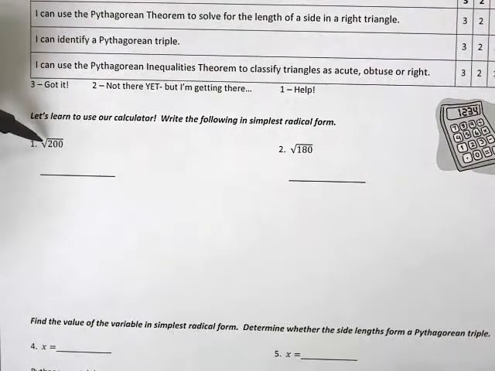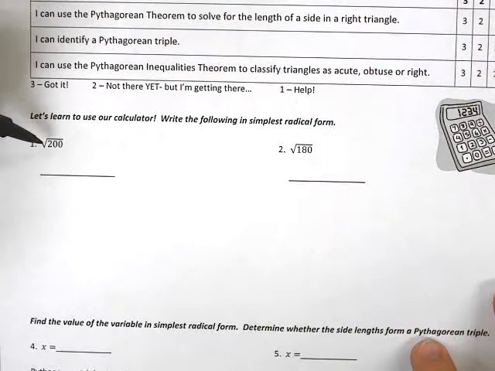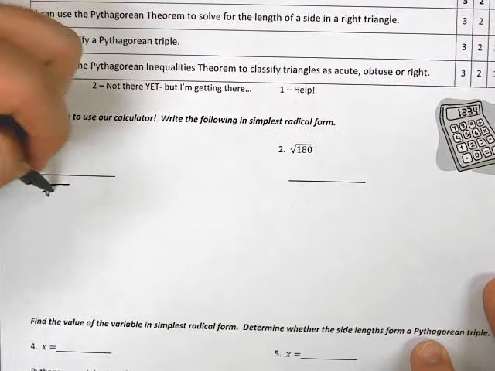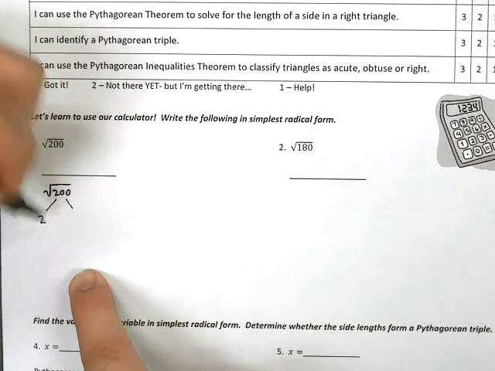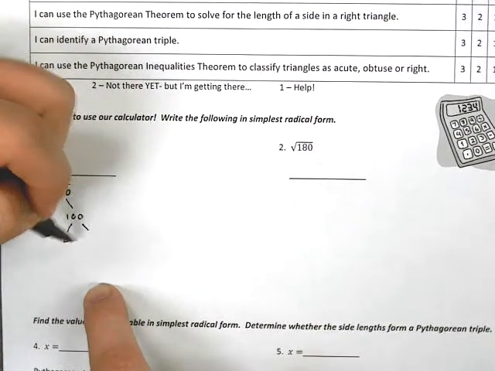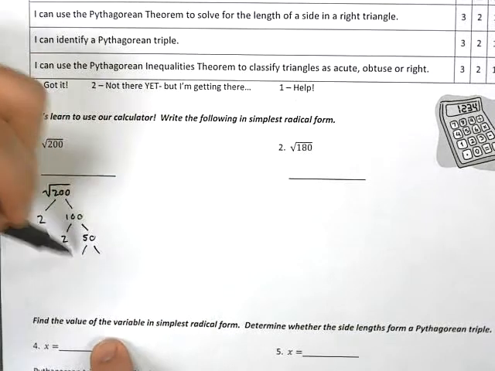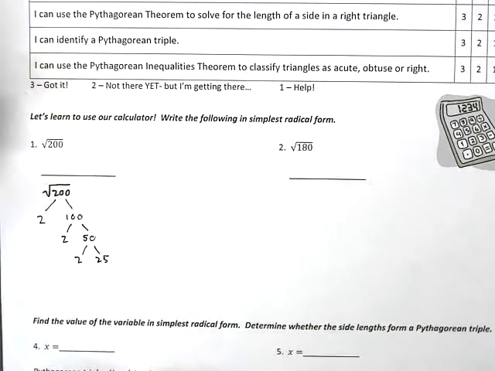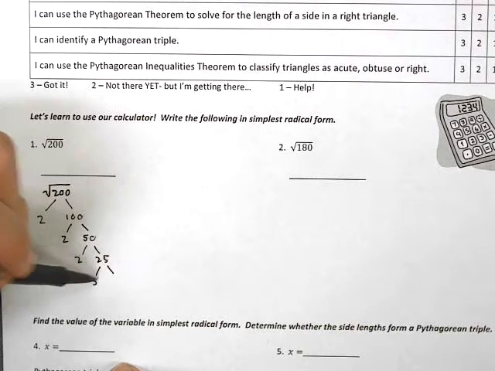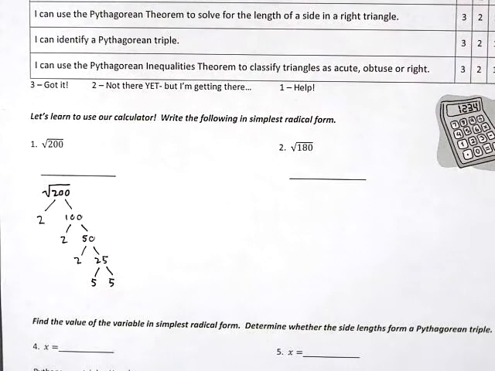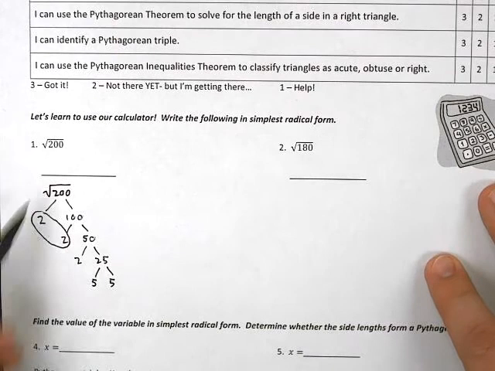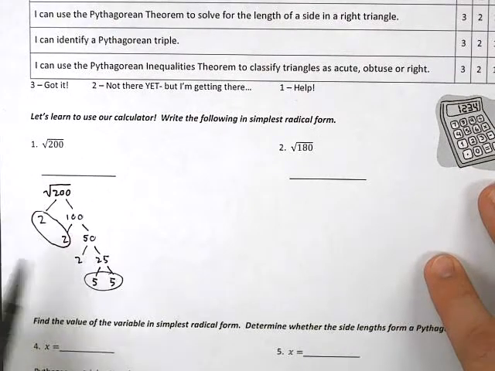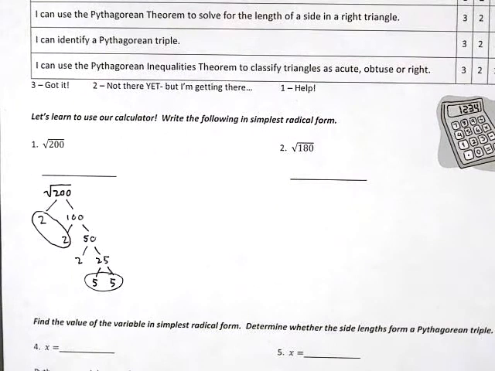if that's a side length and I need to simplify it, well, the old-fashioned way would be to take this 200 and just continuously break it down. 200 goes to 2 and 100, and 100 goes to 2 and 50, and 50 goes to 2 and 25. And then I'd probably stop there because I know 25 is 5 and 5. Anything that has a pair comes out from underneath the radical bar, and anything that does not have a pair has to stay underneath.